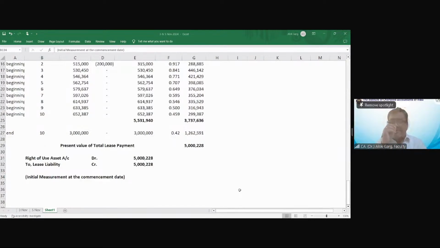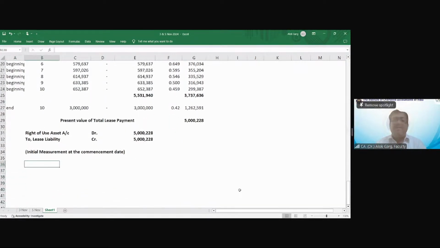Now, what is my depreciation every year? Since the purchase option is there, the ROU needs to be depreciated over the useful life of what? 10 years or 40 years? 40 years. Over the useful life of the property, which is 40 years.